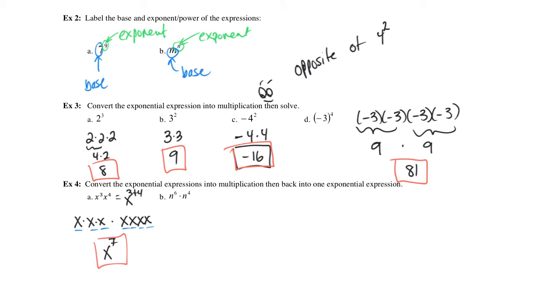So let's try this one. We can do just adding up our exponents. n to the 6th times n to the 4th would be n to the 6th plus 4. So that should be n to the 10th. And we can just verify that by expanding it out.